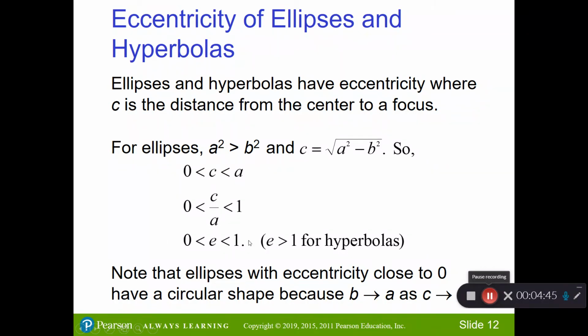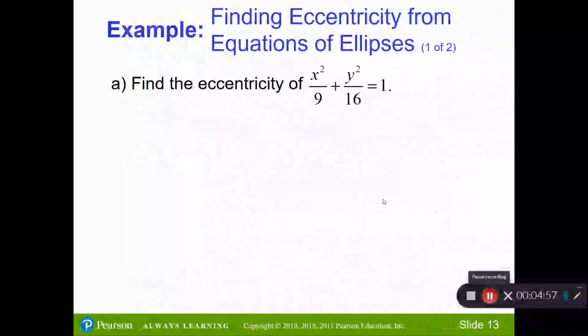So for an ellipse, the eccentricity is going to be between 0 and 1. For a hyperbola, it will be bigger than 1. And for a parabola, it will be equal to 1.